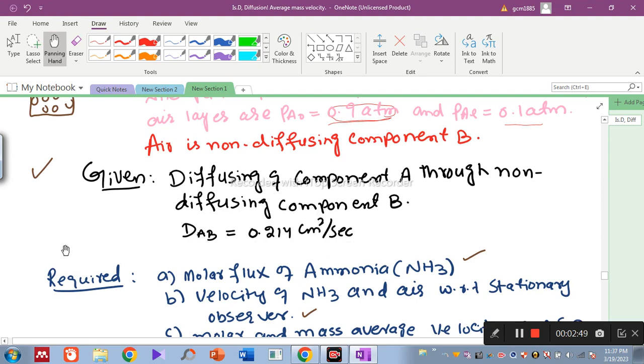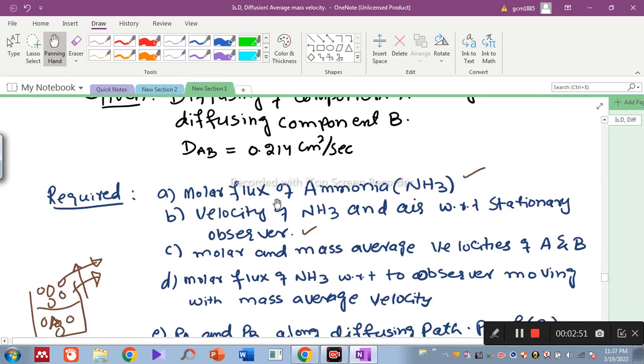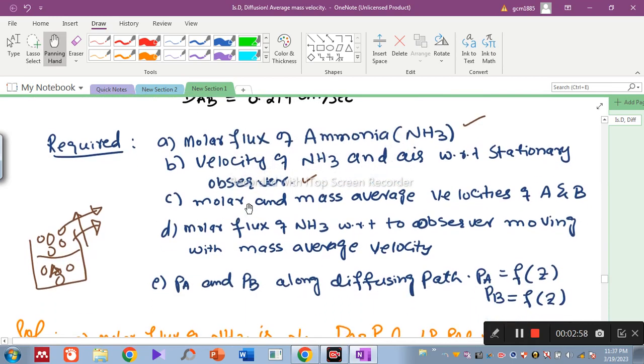Now required: A, what is the molar flux of ammonia? B, what is the velocity of ammonia and air with respect to a stationary observer? C, the molar and mass average velocity of ammonia and air. D, the molar flux of ammonia with respect to an observer moving with the mass average velocity. So first of all we will calculate the mass average velocity, and then we will calculate the molar flux of ammonia with respect to the observer which is moving with some mass average velocity.